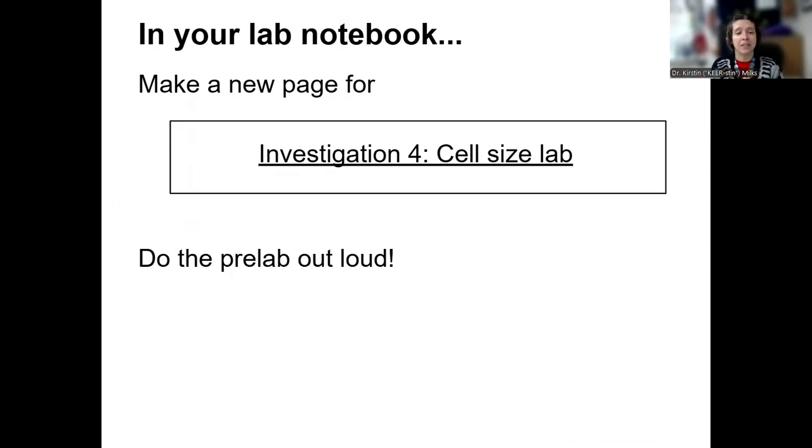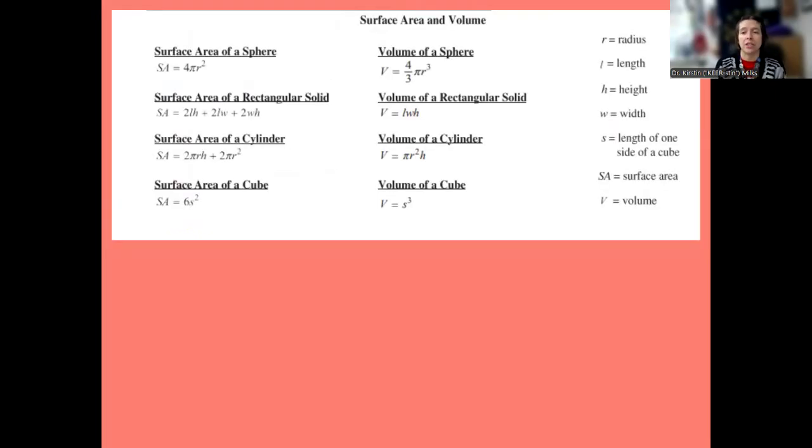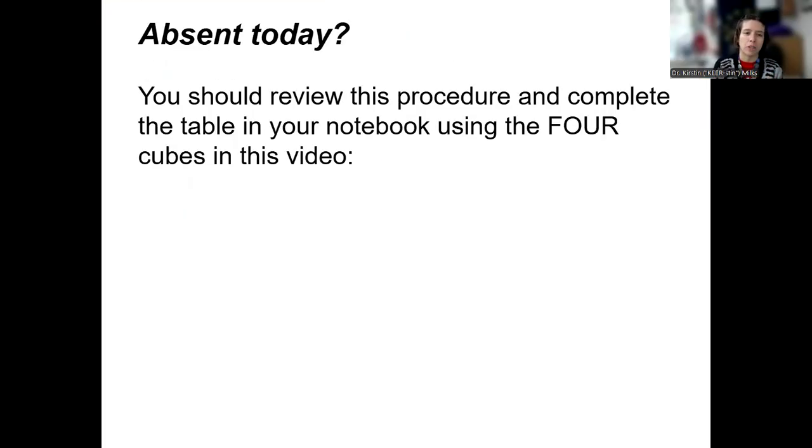Make a new page for this investigation. Do the pre-lab. If you have questions, let me know. This is supposed to be your salmon-colored piece of paper, and you can see this is the equation sheet for surface area and volume. So you'll see these equations. You do not need to memorize them. They will always be given to you.